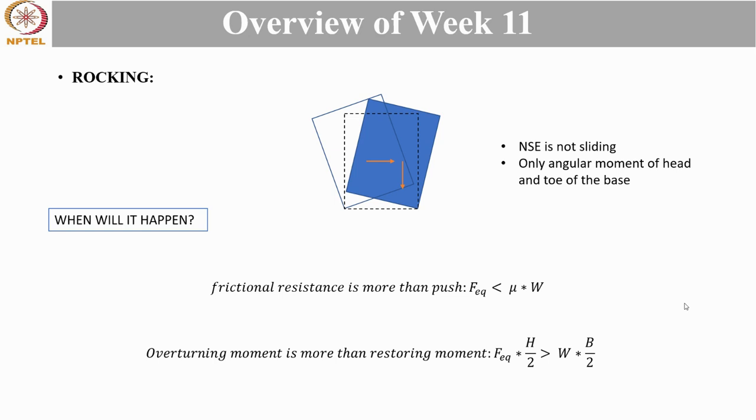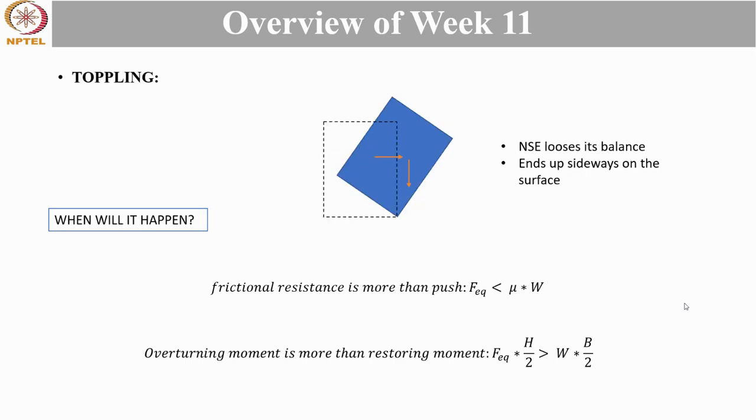Now, when there is rocking, the object just deflects about its base. So the non-structural element is not sliding, only angular movement of heel and toe is present at the base. It will happen when frictional resistance is more than the push, so that no sliding is happening, but the overturning moment is more than the restoring moment, so that it can rotate. Okay, so what will happen? It will try to rotate, but it won't move, so it won't topple. It will just stay there and deflect about its base.